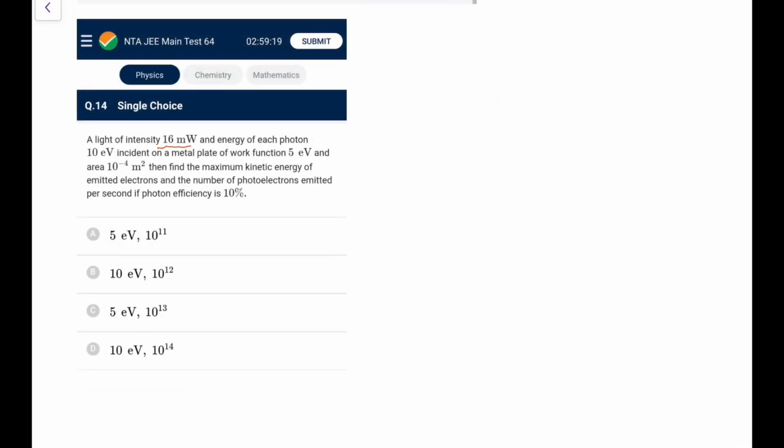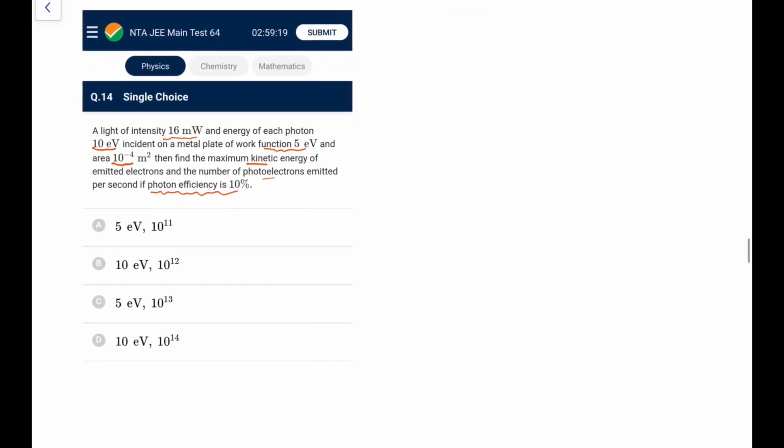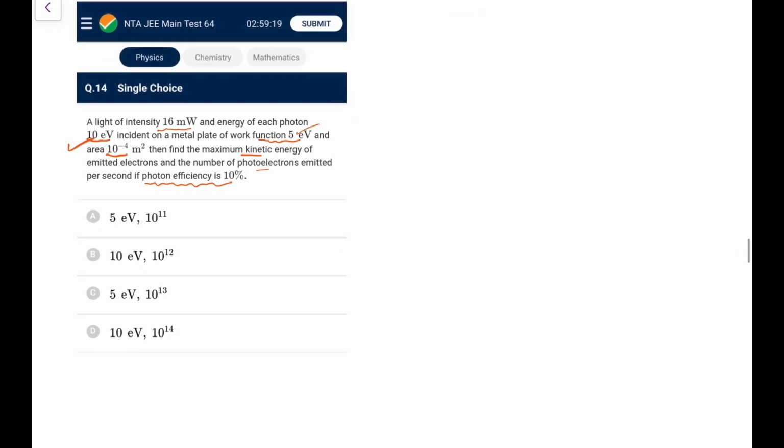Next one. Light of intensity 16 milliwatt and energy of each photon 10 eV is incident on a metal plate whose work function is 5 and area is this. Find the Kmax and the number of photoelectrons emitted per second if photon efficiency is 10%. First of all, energy of a photon is 10, work function is 5, so Kmax is 5 for sure. So you are left with two options, A and C. Now you have to check for the number of photoelectrons emitted.